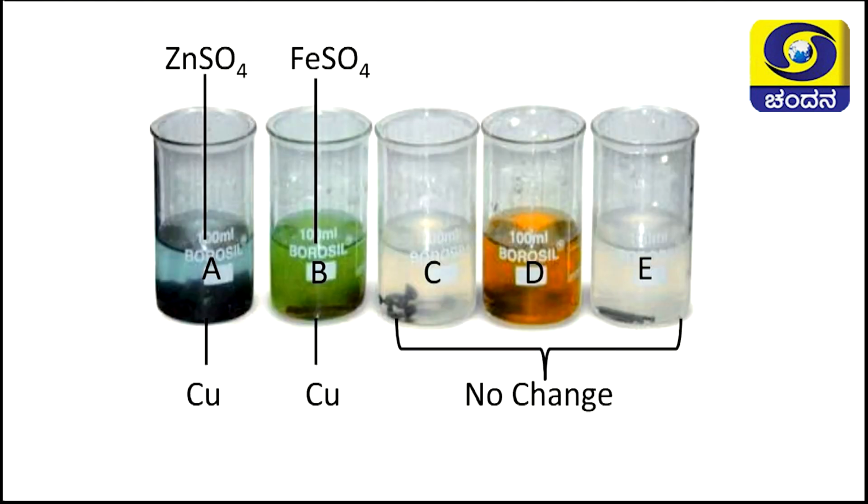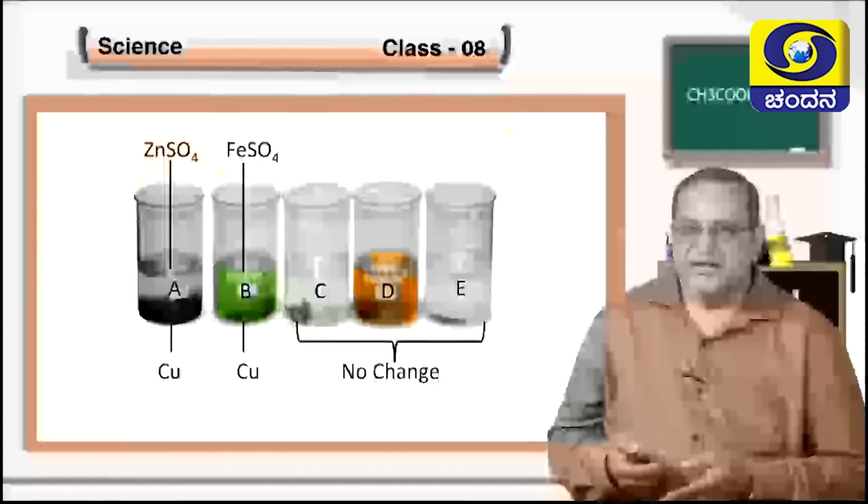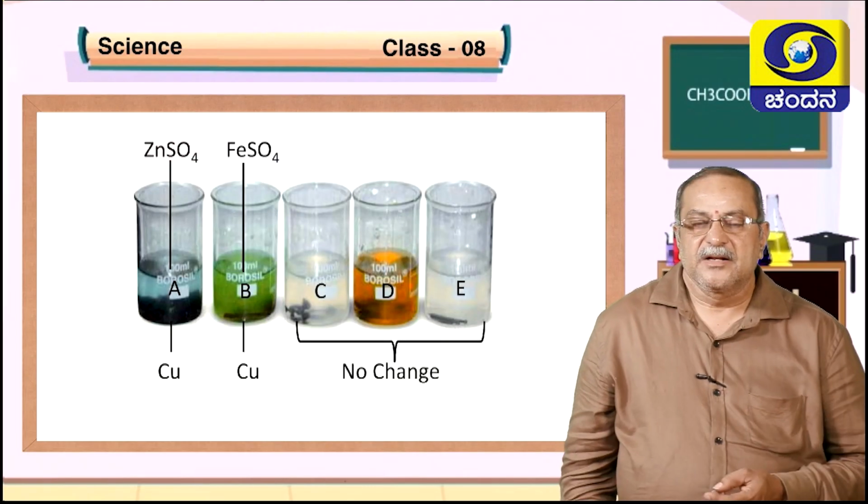And see the next one, ferrous sulfate I am showing here. Ferrous sulfate is appearing here. So copper sulfate, which we have taken here, when you add iron pieces, what happened? The copper is deposited on the iron and it forms the color.